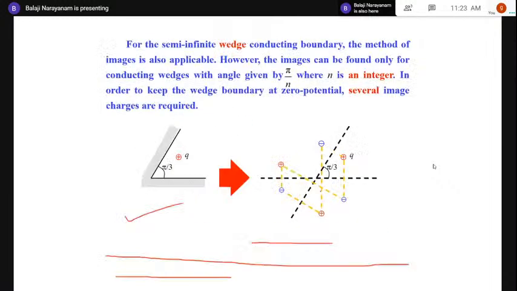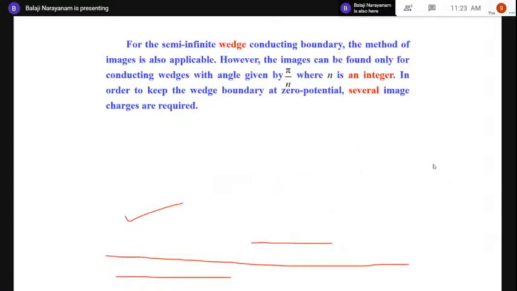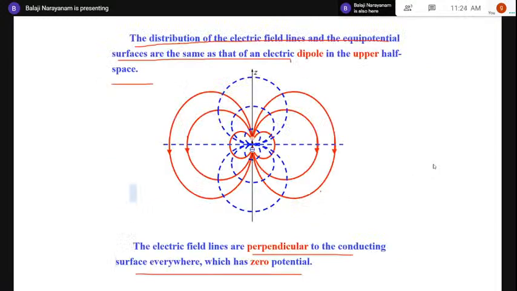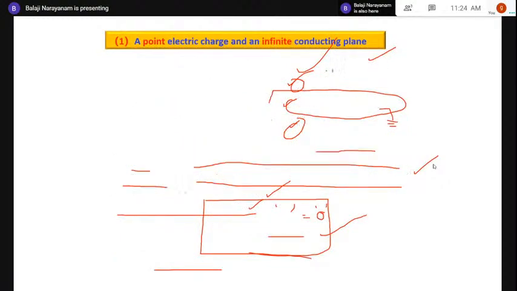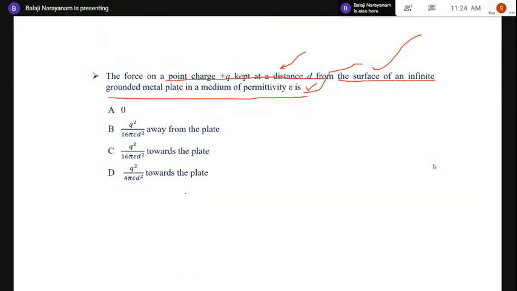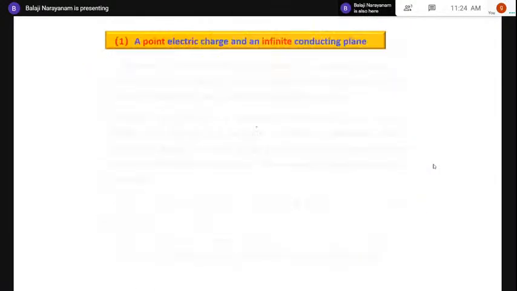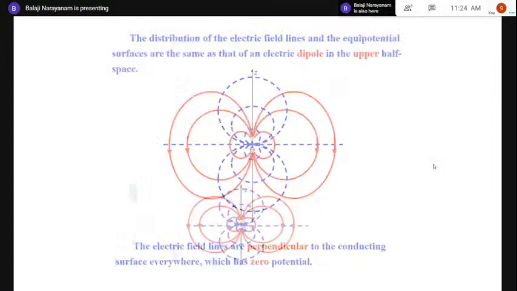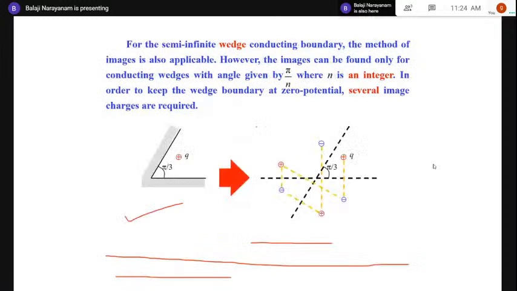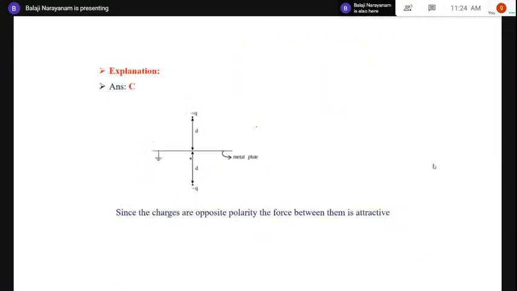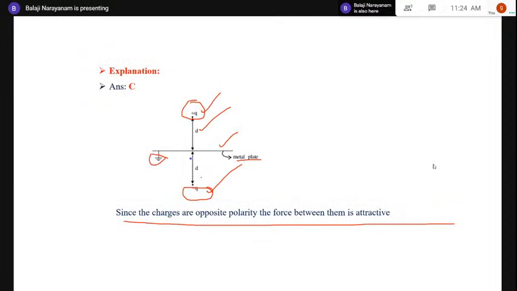What is the equation given? The equation is Q by 4 pi epsilon d square. What is asked is the force. So you observe that two charges are there in the diagram, plus Q and another one is minus Q.